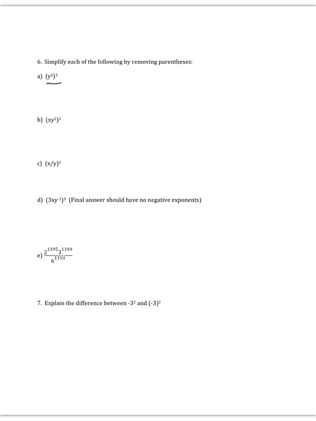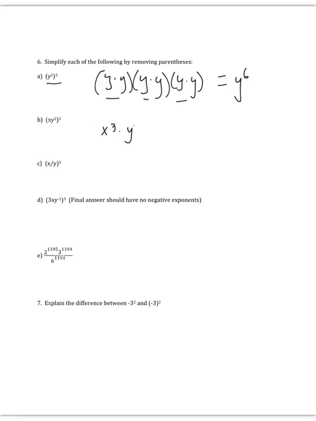This is not y to the fifth, it's y to the sixth, and we could think about it as y times y, y times y, y times y. Y squared to the third power is equal to y to the sixth. X times y squared to the third power is the same as x to the third times y squared to the third, which is equal to x cubed y to the sixth.